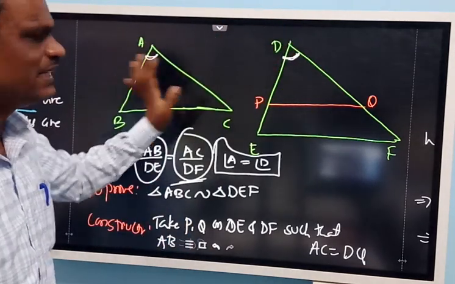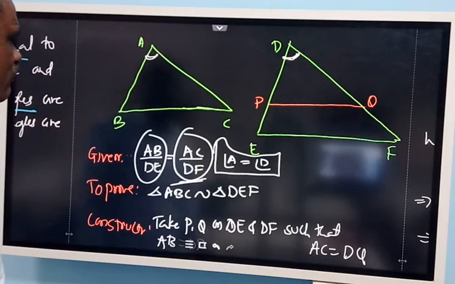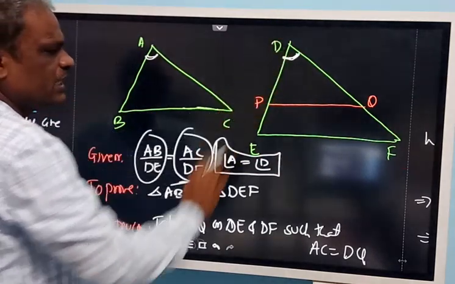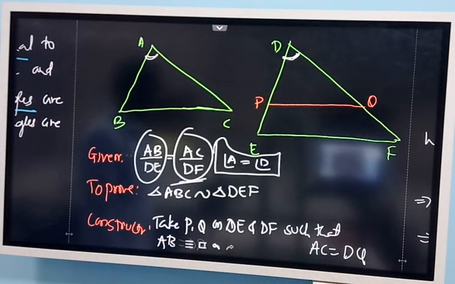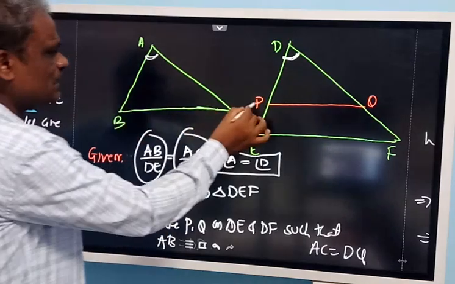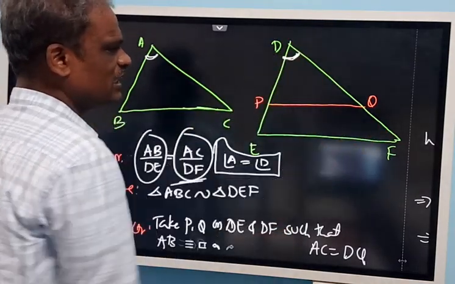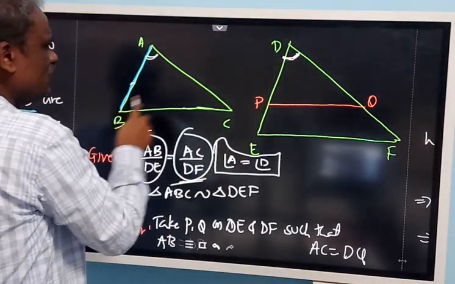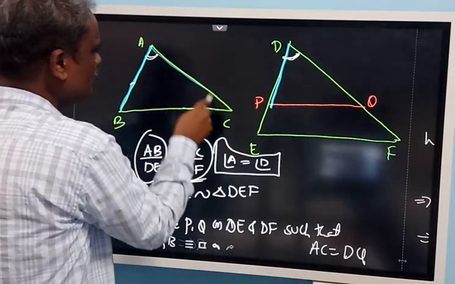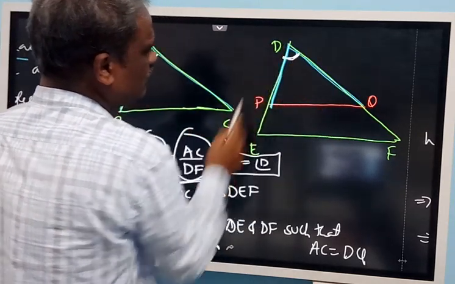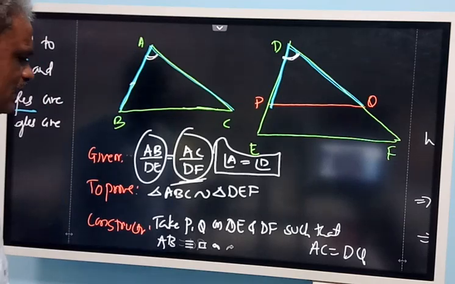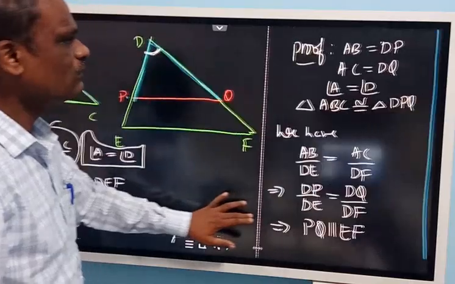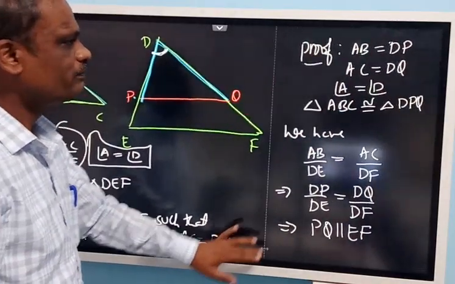Now we need to prove ABC is similar to DEF. For the same construction what we did in the previous, take two points P and Q on DE and DF. Condition same: AB should be equal to DP, and AC should be equal to DQ. These two line segments should be equal. Like that we take two points P and Q and join PQ. That is the construction.